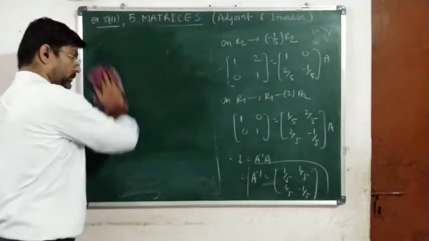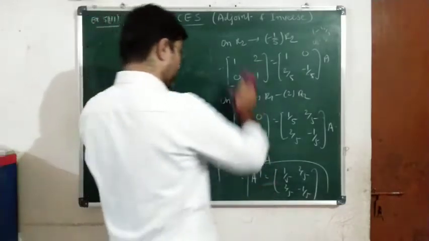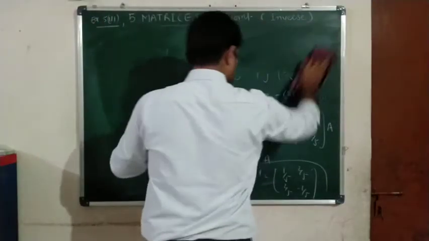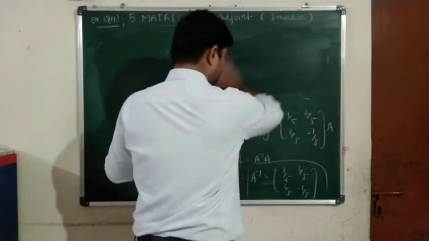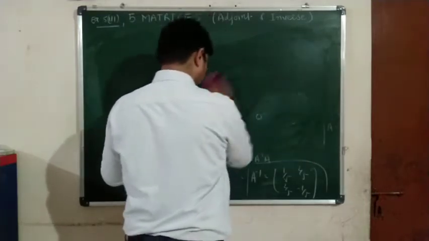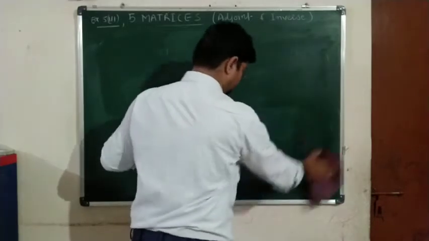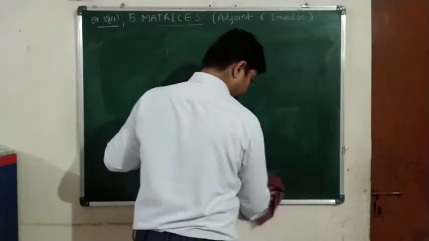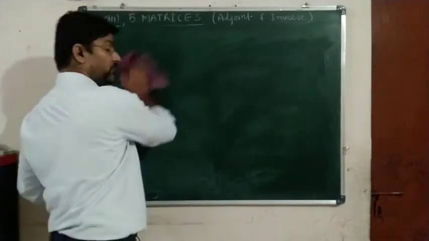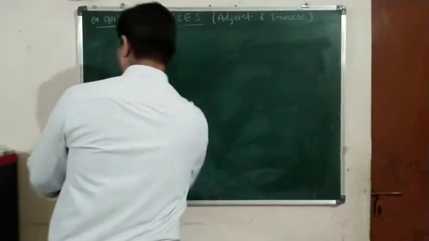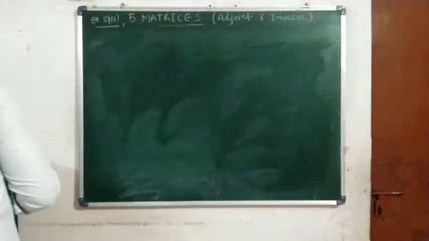Finding the inverse of a 2 by 2 matrix using elementary row transformation is a little bit easier, but you have to take care while finding the inverse of a 3 by 3 matrix using elementary row transformation, because that is the case where there are chances of mistakes. Okay, so those 2 questions we will also solve.